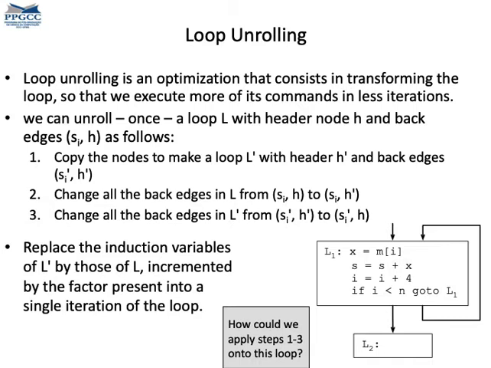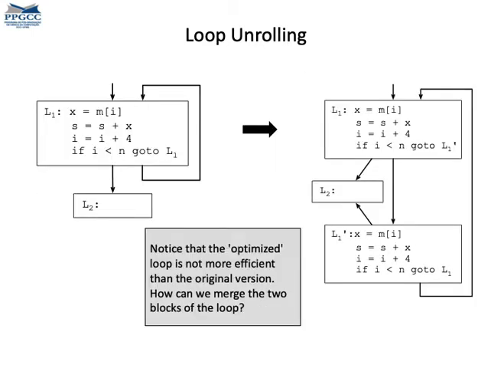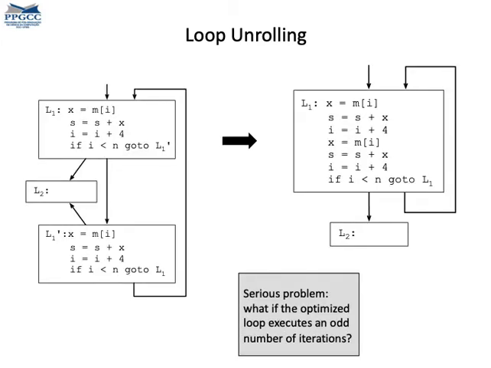Let's see how unrolling works on this program on the right. We start replicating the body of the loop. We shall apply an unrolling factor of 2. On the right, we see the loop with the replicated body. Then we merge these two bodies. To do this, we remove the branch at the end of the first body and double the increment of the induction variable. But then we have a problem.